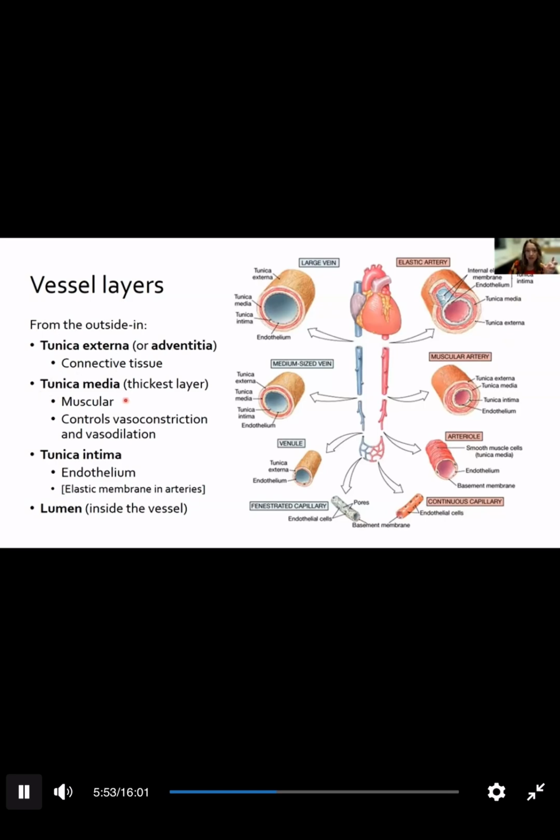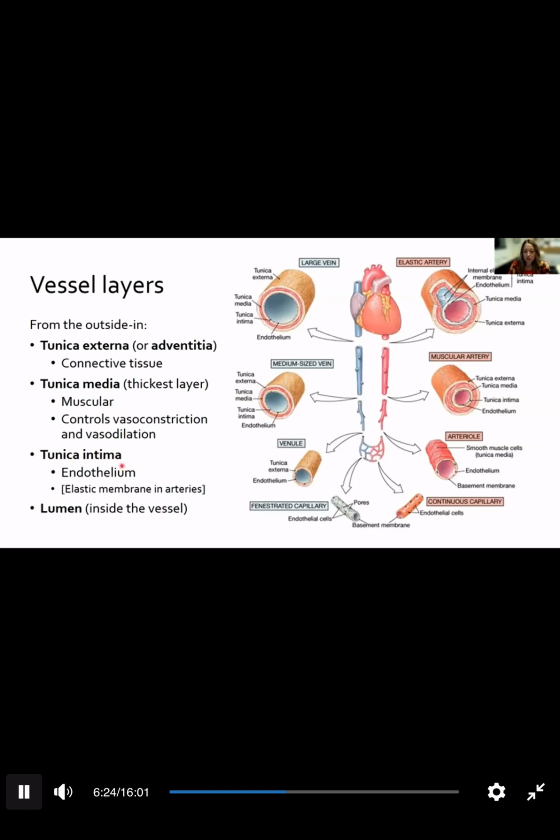The tunica media, this is the thickest layer of the vessels. So this is actually the muscle layer. So the muscles control vasoconstriction or vasodilation, sorry. Vasoconstriction meaning that the vessels are getting tighter. Vasodilation meaning they're getting wider and looser. So there's muscles that control the width of these vessels.